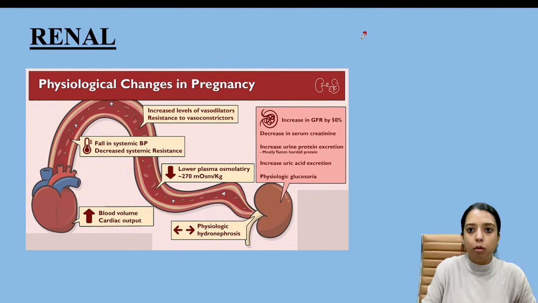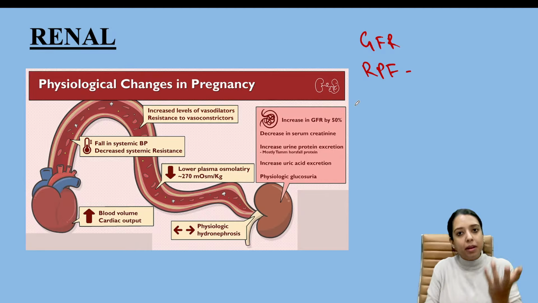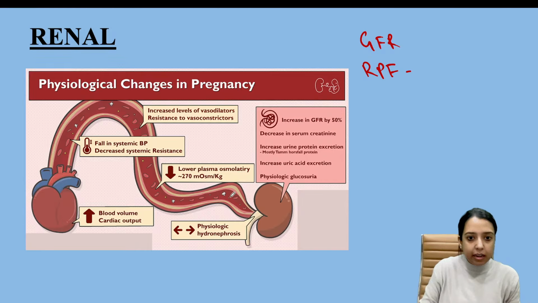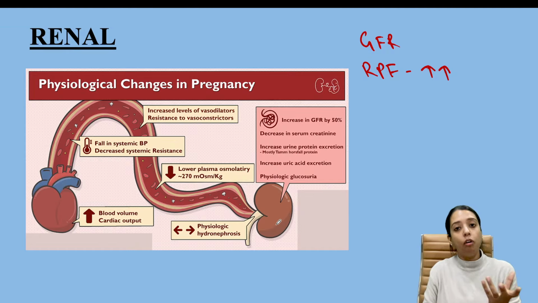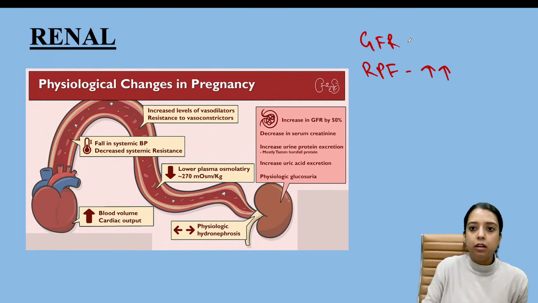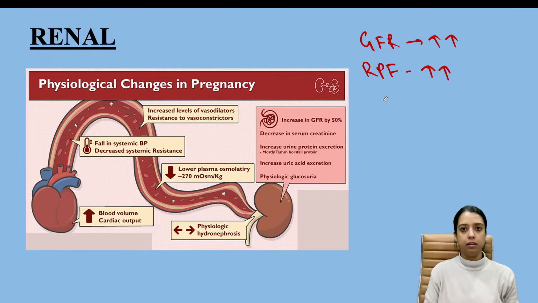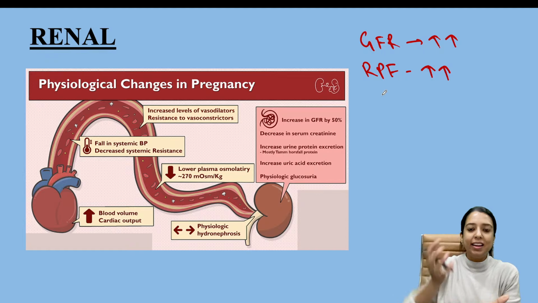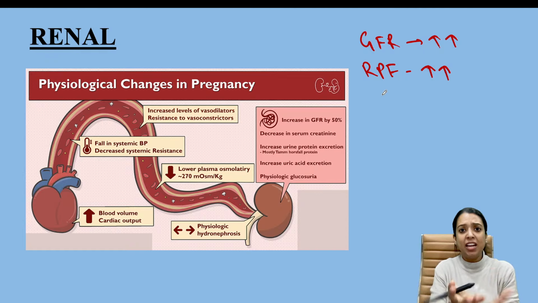What will happen to the glomerular filtration rate and the renal plasma flow? When the blood is more, obviously the kidney will also receive more blood. Renal plasma flow increases. When the kidney is receiving more blood, obviously it will filter more blood. If you are pouring more water into a strainer, it will filter more. So glomerular filtration rate will rise.